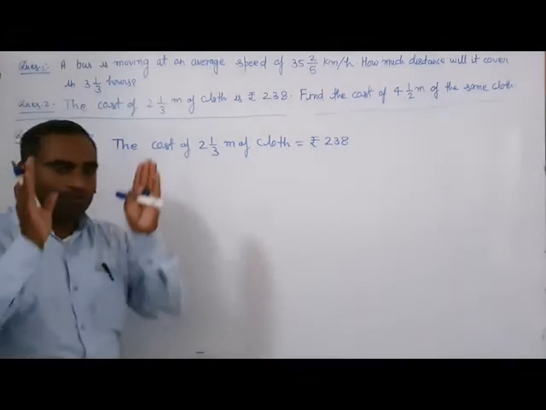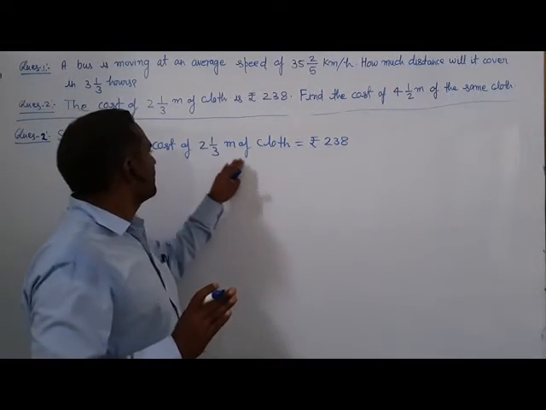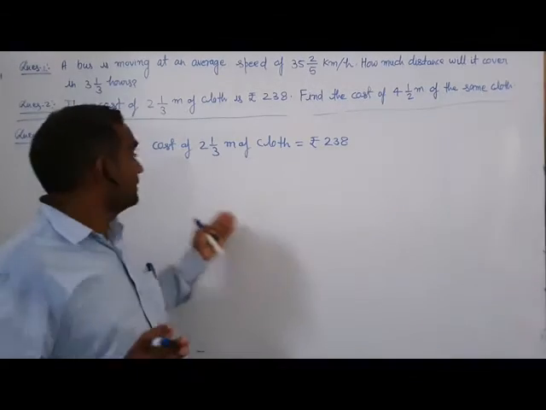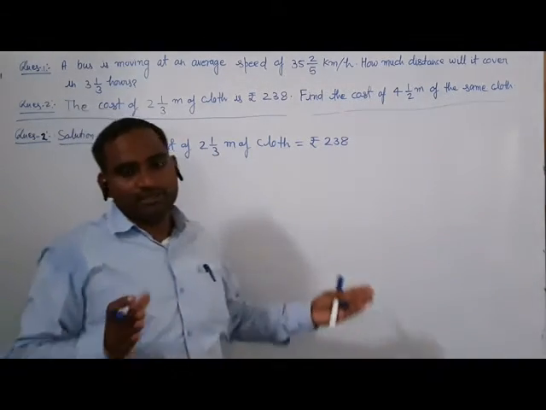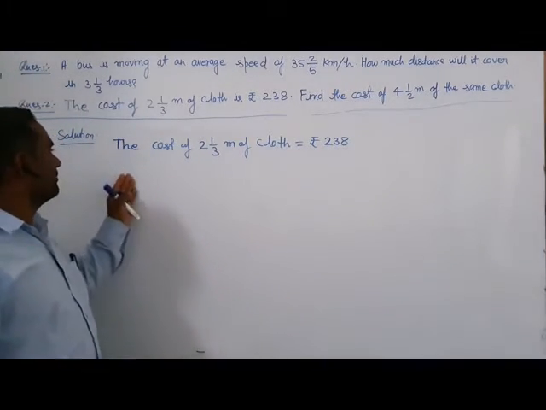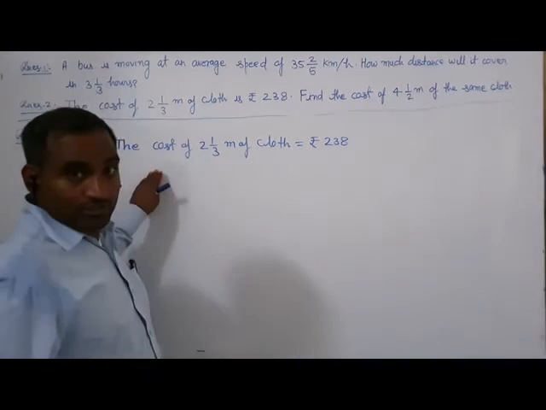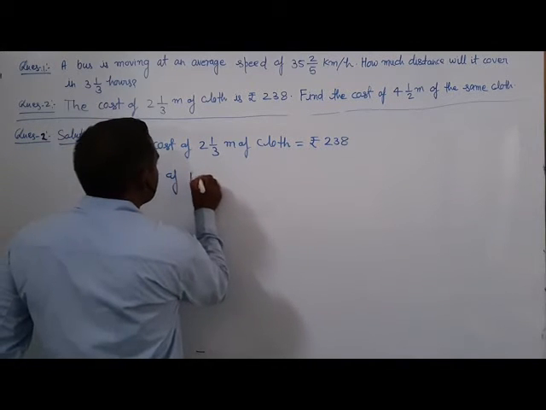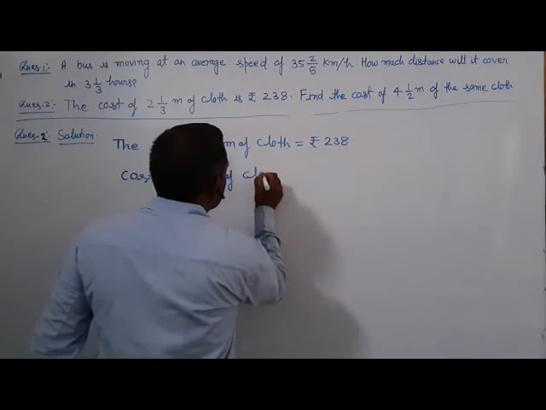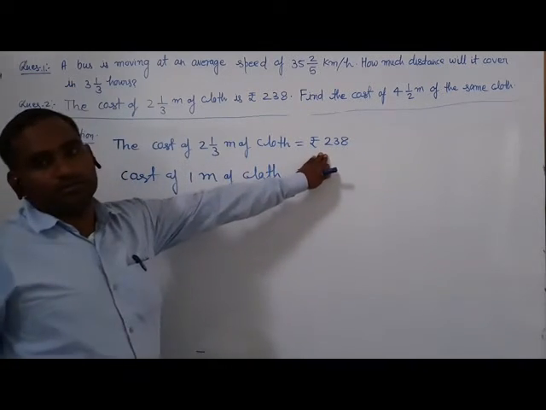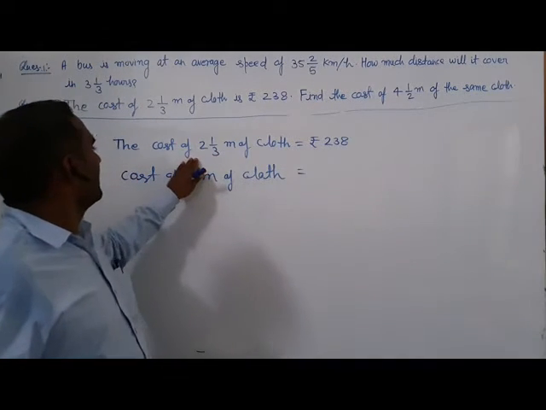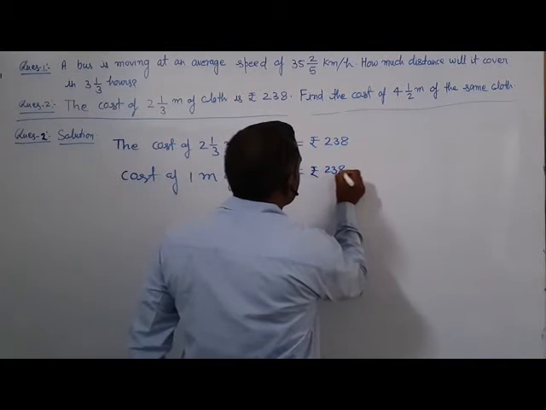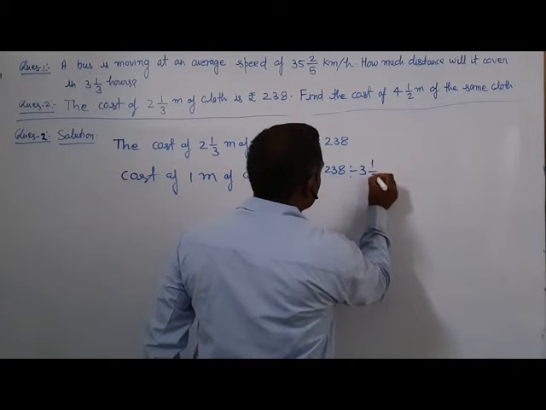If the cost of cloth and the length of cloth are given, and you have to find the cost of 1 meter of cloth, you have to divide the cost by the length in meters. So the cost of 1 meter of cloth is the price of cloth divided by the length of cloth: rupees 238 divided by 7/3 meter.